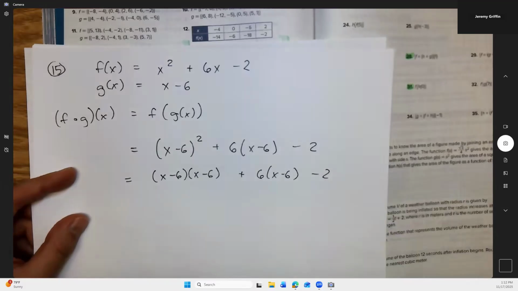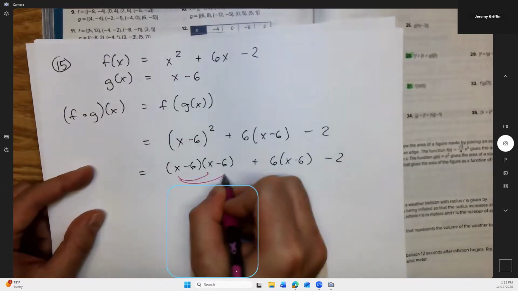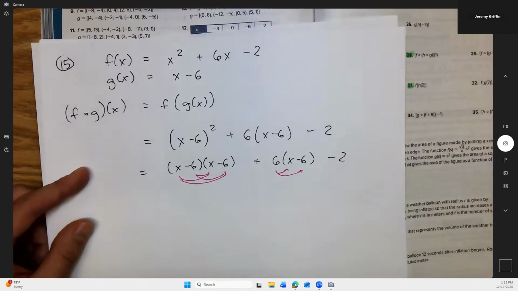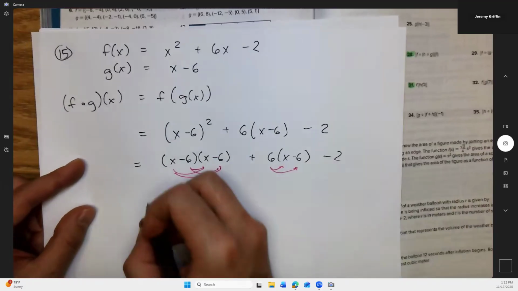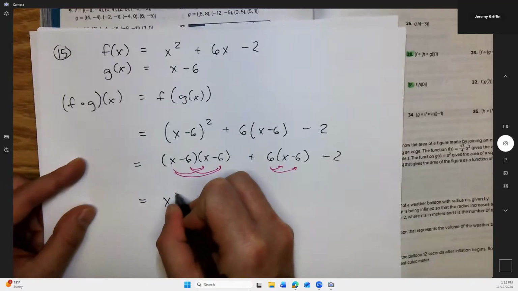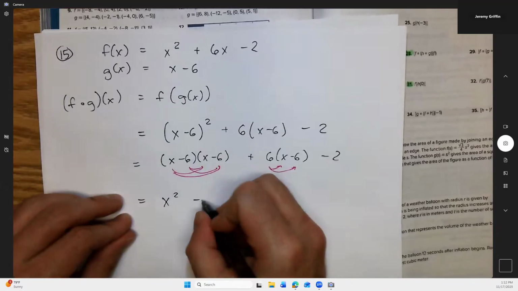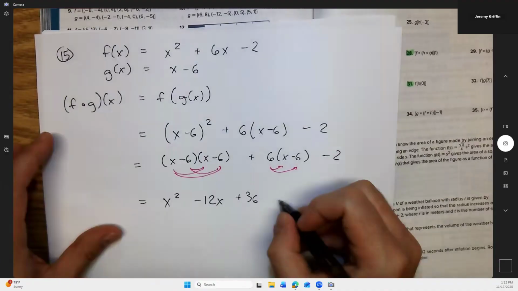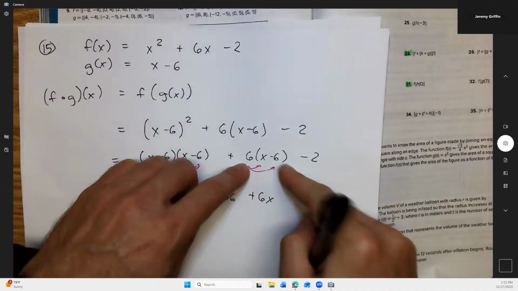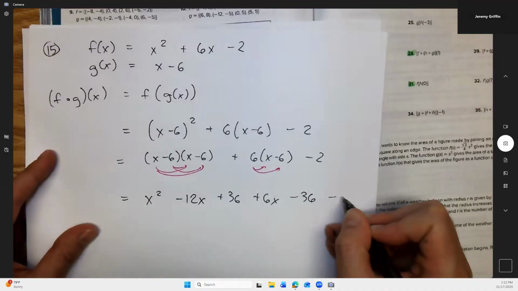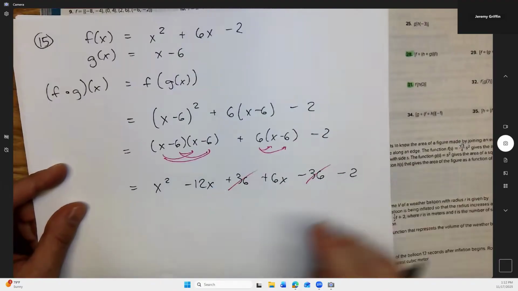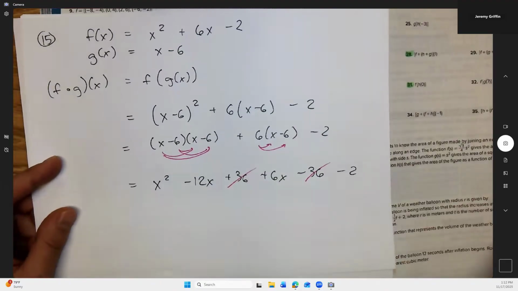Right, so I can clean this up. I can go first, outside, inside, last, and then also distribute the 6. Don't forget that. Right? And then just clean this up and see what happens. x squared minus 6x minus 6x plus 36 plus 6x minus 36 minus 2. Right? And then this way, these x terms combine.